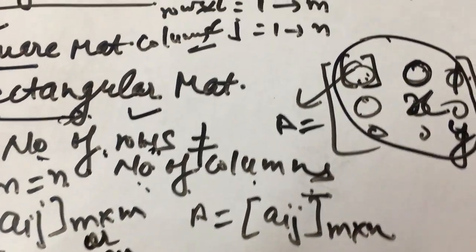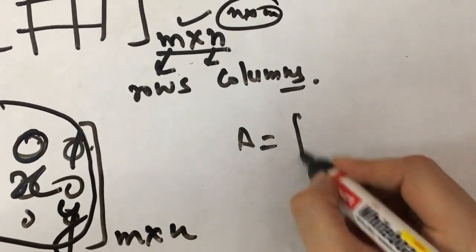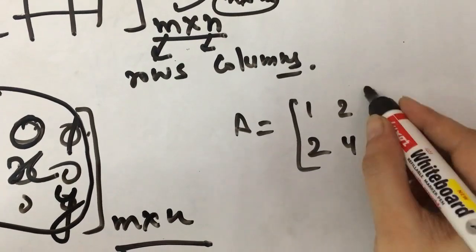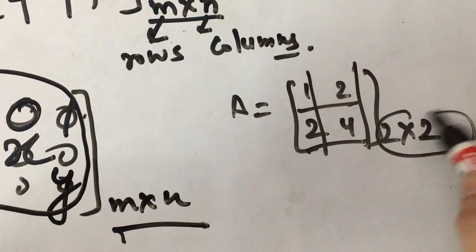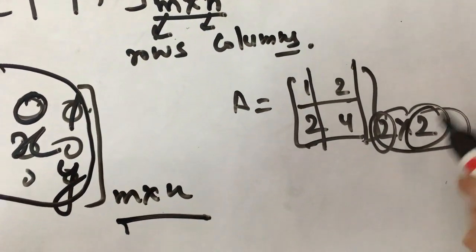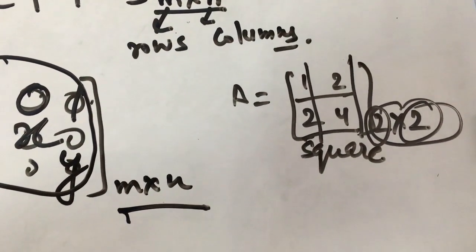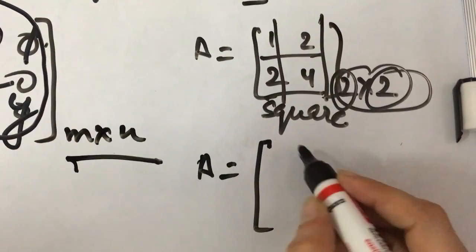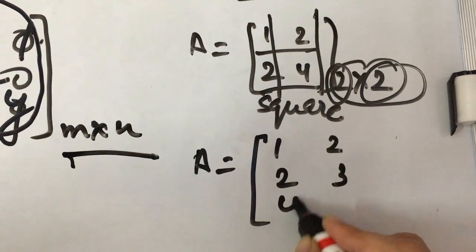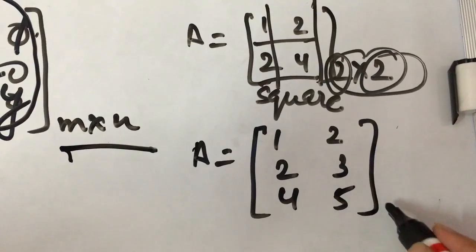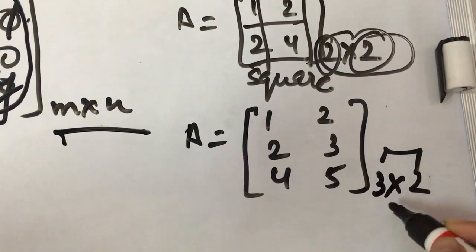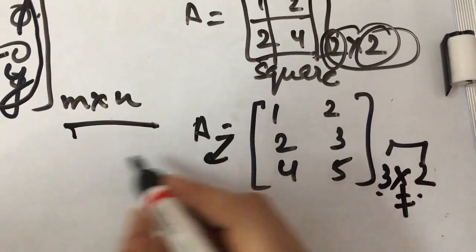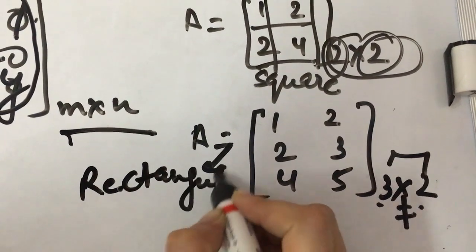m cross n. Okay, let's take one example. If I take matrix A equal to [1 2; 2 4], it is of order 2 cross 2, 2 rows and 2 columns. So in this matrix the number of rows equals the number of columns, hence this matrix is a square matrix. But if I take [1 2; 2 3; 4 5], rows are 3 and columns are 2. Here the number of rows is not equal to the number of columns, hence this matrix is a rectangular matrix.